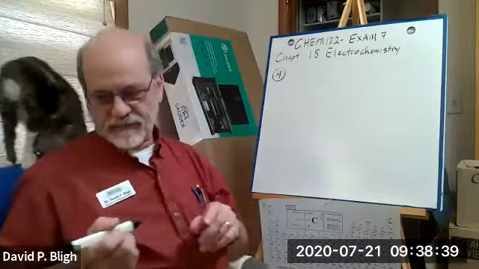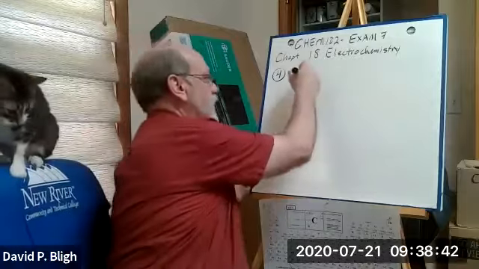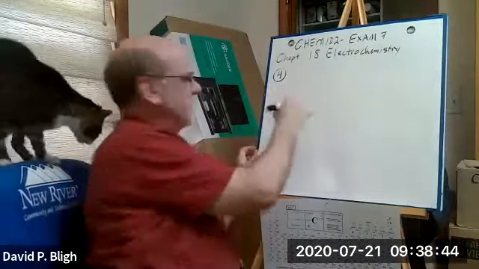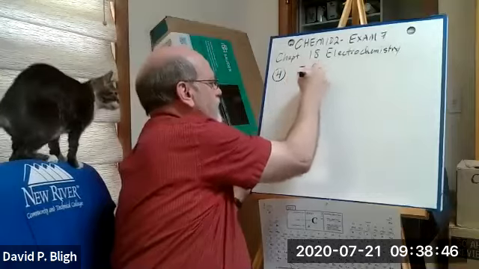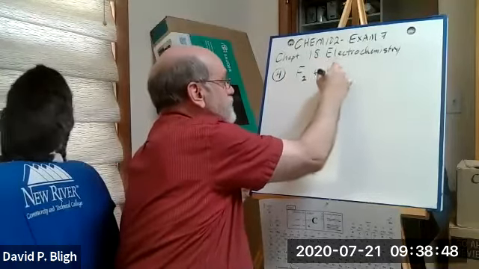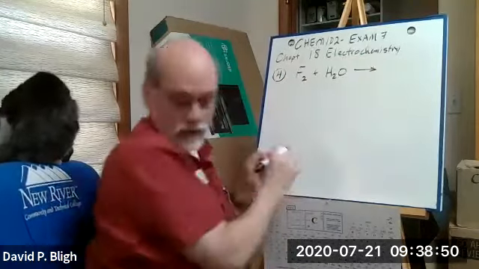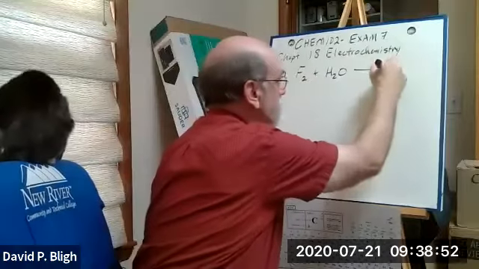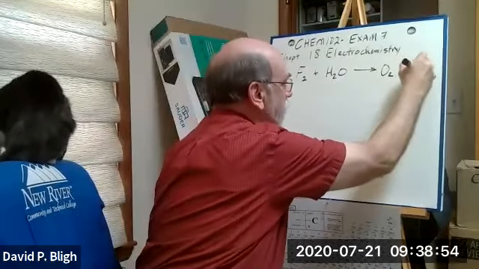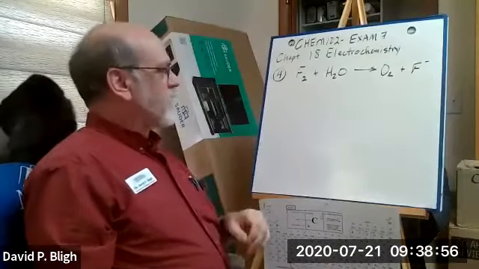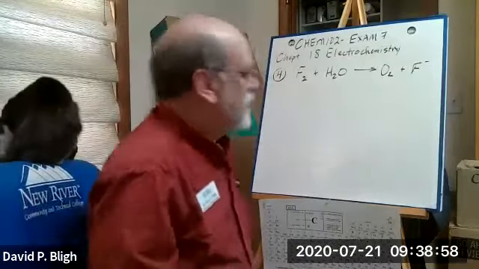when the equation is balanced, what's the sum of the coefficients? So we'll start off with our given equation: F2 plus H2O yields oxygen and fluoride ion. Okay.